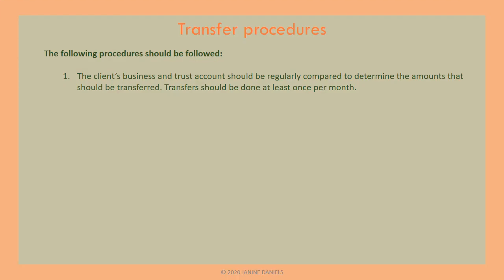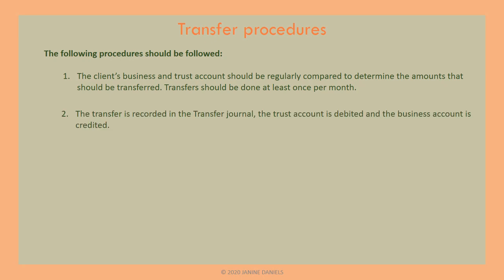In terms of the procedures, the client's business and trust account should be regularly compared to determine the amounts that should be transferred, and transfers should be done at least once a month. The transfer must be recorded in the transfer journal and can be done via check or electronic transfer. Once the transfer or check is received, the money should be entered in the respective cash books.